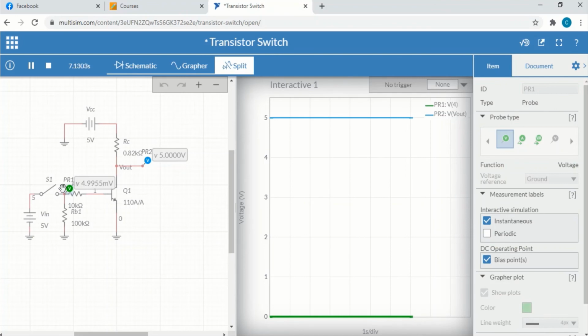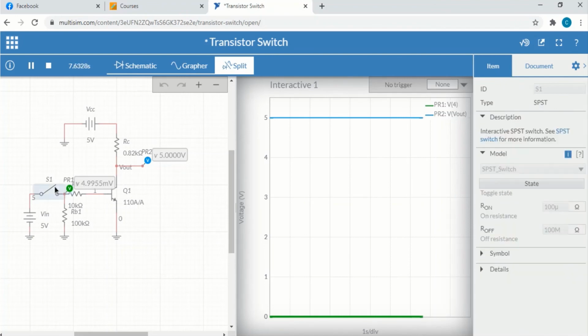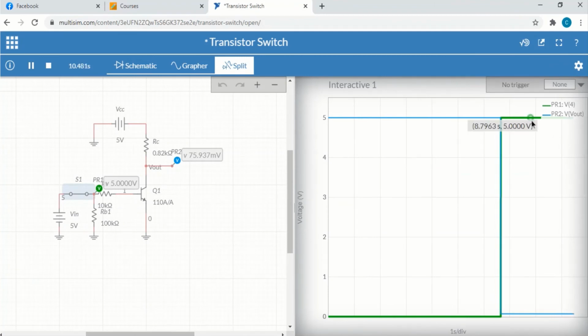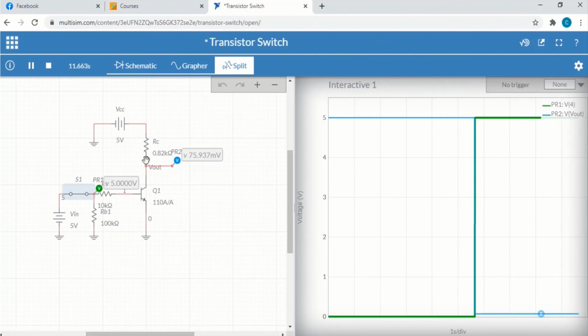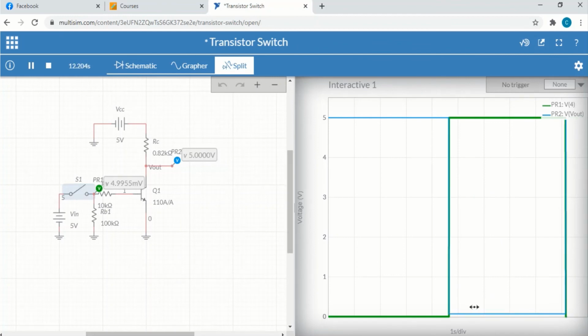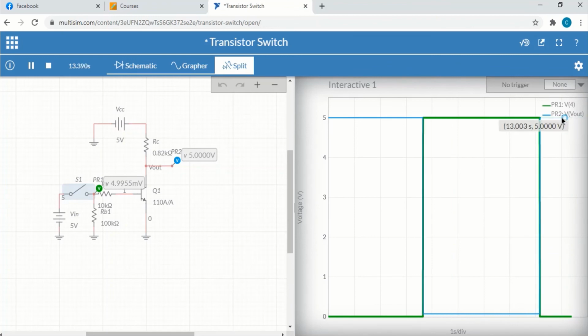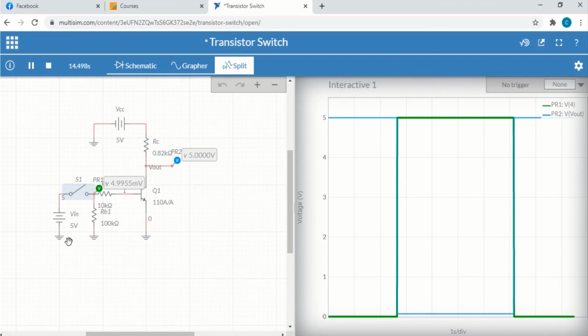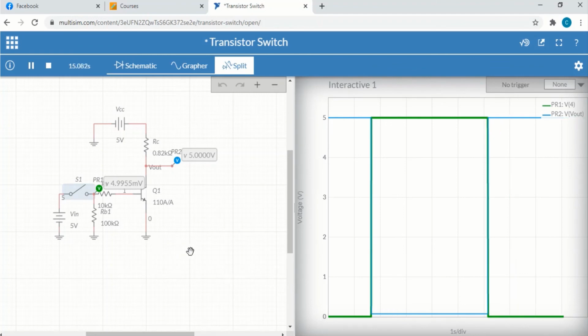So let me switch on S1. As you can see, the blue line now becomes zero. Well, there's a small voltage, but it is very small, 76 millivolts. But the green line is now 5 volts. So the input is 5 volts, but the output is zero. If I open again, the input is zero, represented by the green line, while the output is 5 volts. So clearly this is an inverter circuit, or NOT gate.